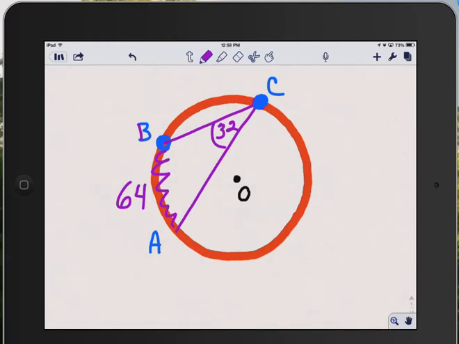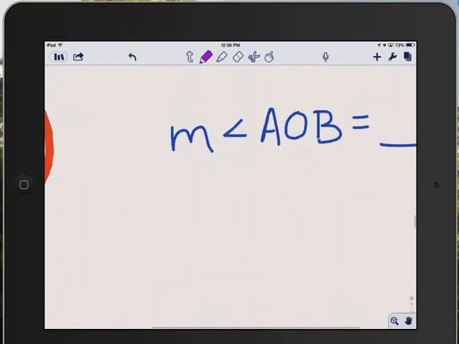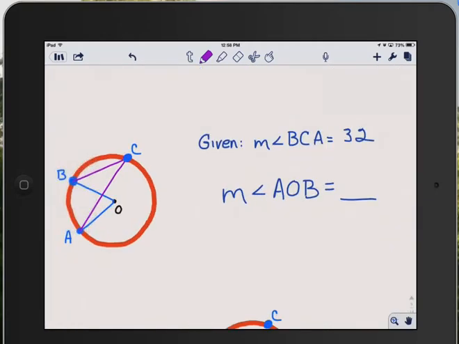Now if the arc is 64, we can get rid of the inscribed angle and draw in again the central angle. And therefore if a central angle intercepts an arc of 64, the central angle itself is also equal to 64, because the central angle equals the measure of its arc. So the answer to the question, the central angle, angle AOB, is 64.